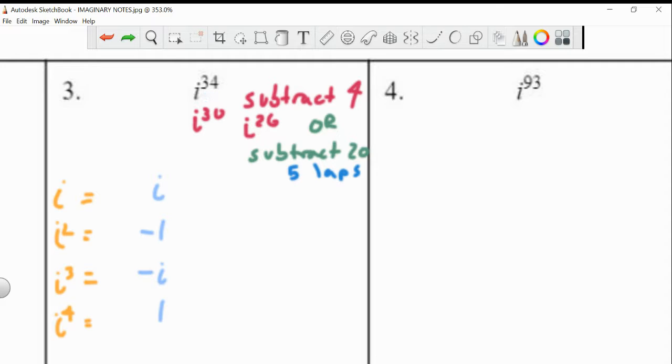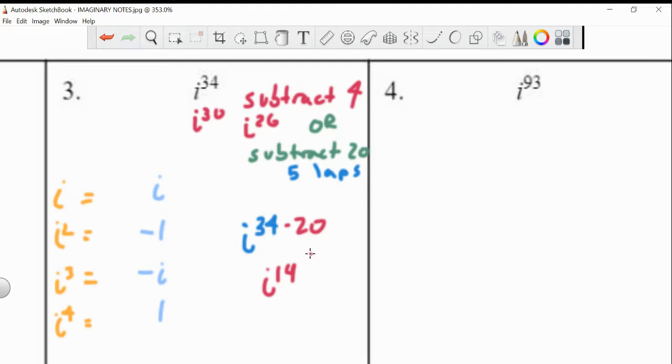That is totally fine. That is, even for me, maybe a little bit too high IQ to work out for every single question. What I would do if I was going to solve i to the power of 34 is I would say either subtract 4 or subtract 20. I would subtract 20 and I would get i to the power of 14.